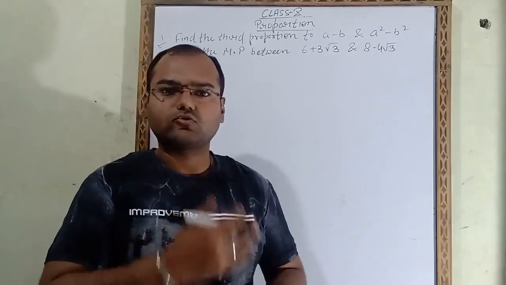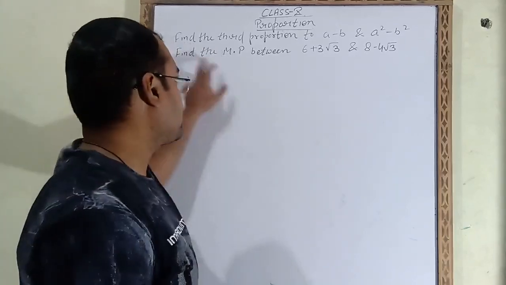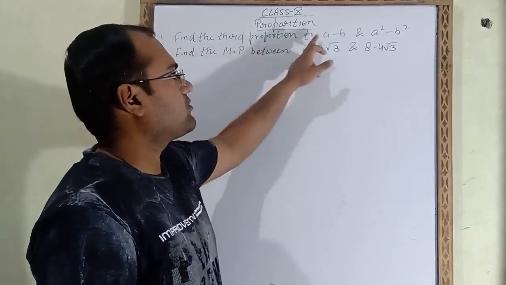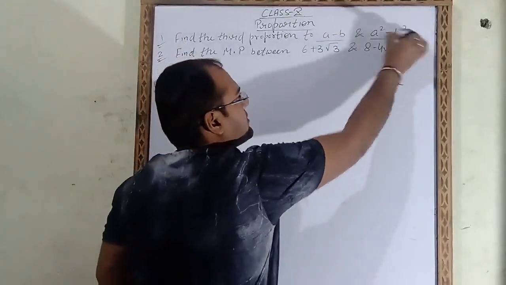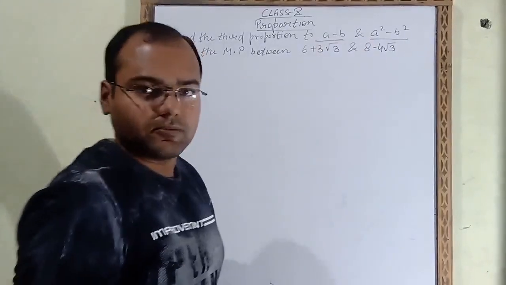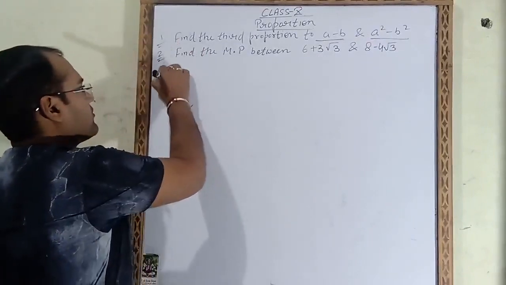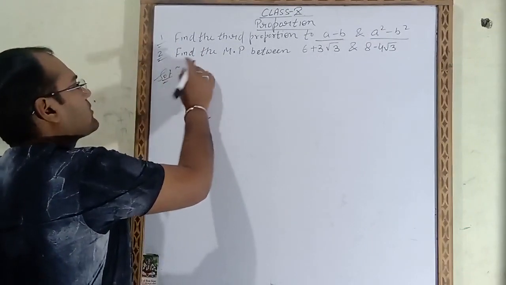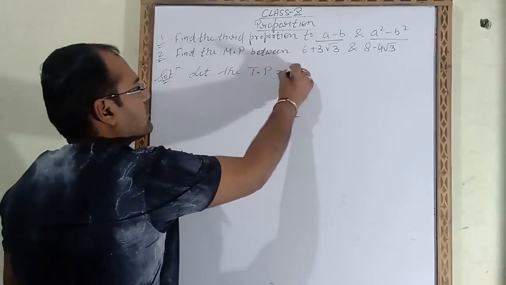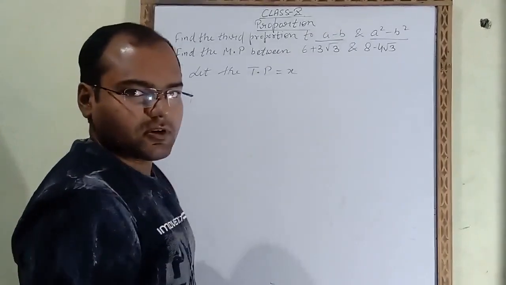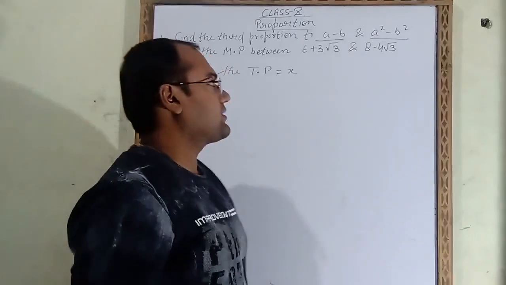Now we will solve these two questions. First question is, find the third proportion to this and this. Two terms are given. We have to find the third proportion. So first of all what you have to do? We will assume let the third proportion be X.